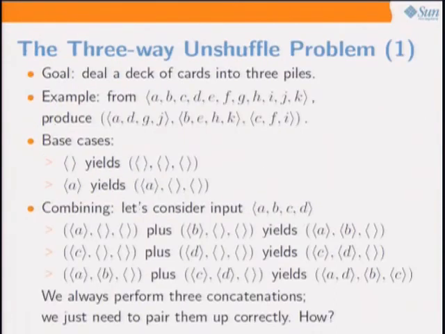So here's an exemplar of that, the three-way unshuffle problem. The goal is that you are given a deck of cards and you want to deal it out into three piles, round robin. So for example, given the list of letters from A to K, we want to produce the list of A, D, G, J, B, E, H, K, and C, F, I. Notice that these three result lists aren't necessarily the same length. And they won't be if the length of the input list is not a multiple of 3.